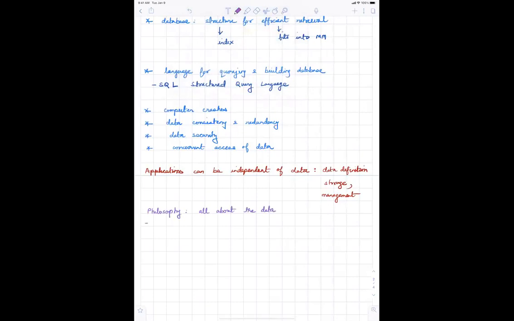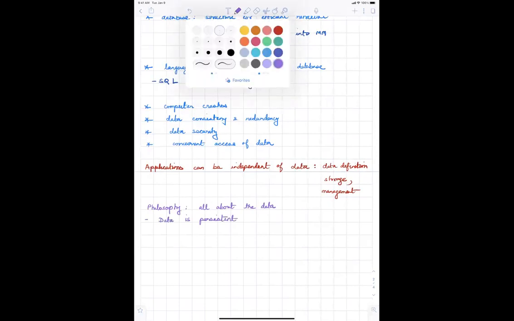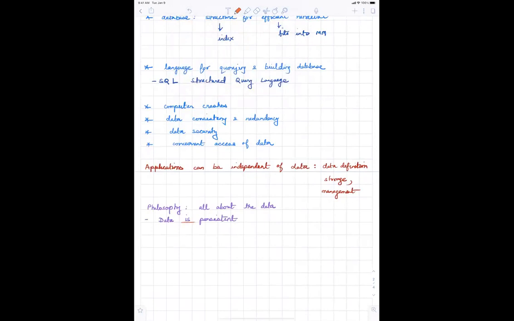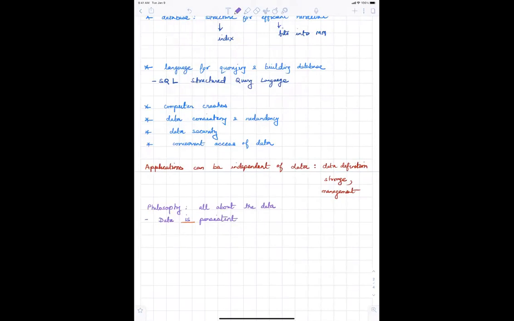I do want to say that the word data is supposed to be plural, but in database management we always talk about it as singular. Instead of saying data are persistent, I'm going to say data is persistent. It's not a grammatical error when I use is. So the data is persistent. It's more important than the programs that access and manage the data.